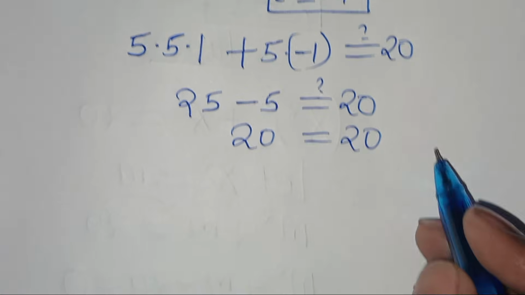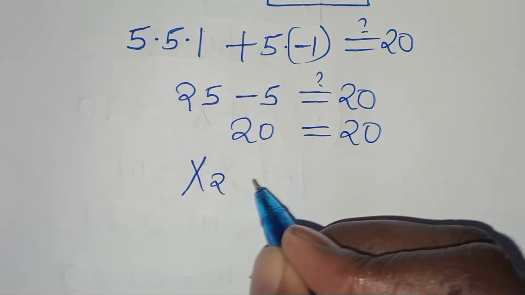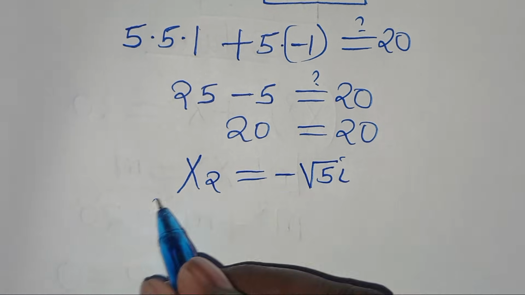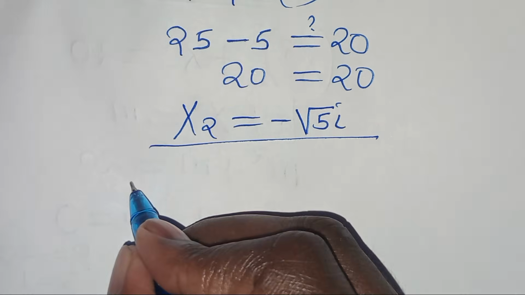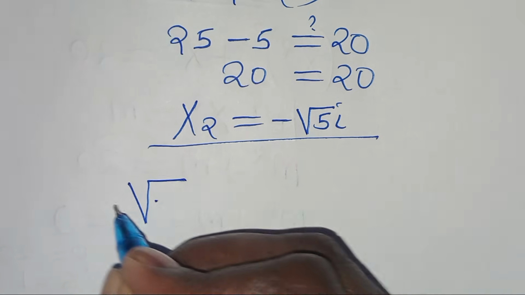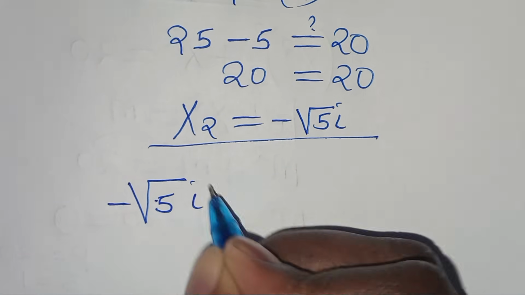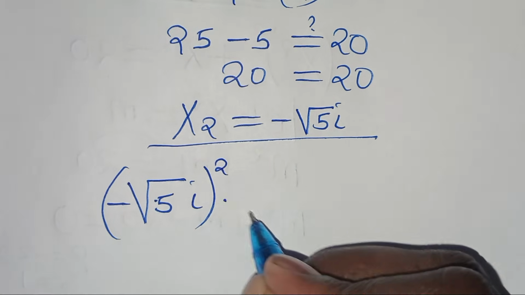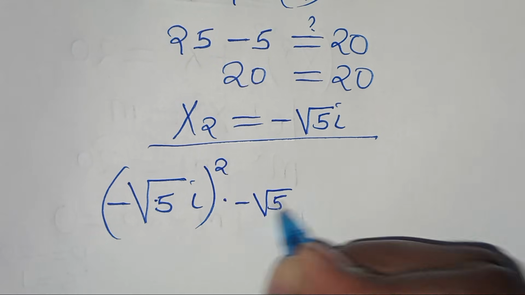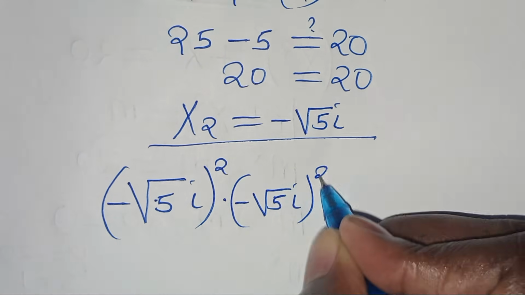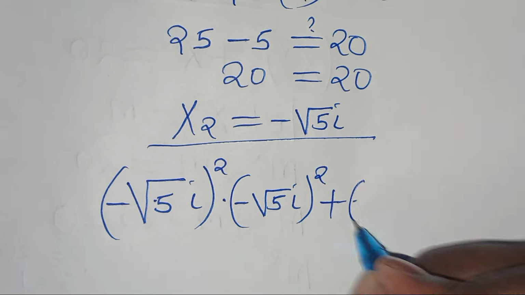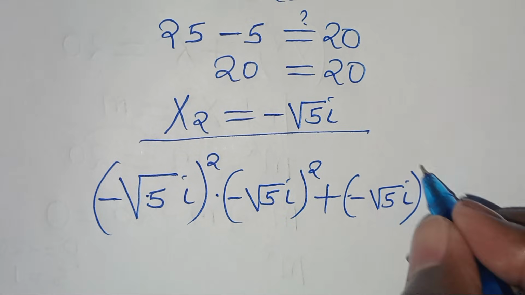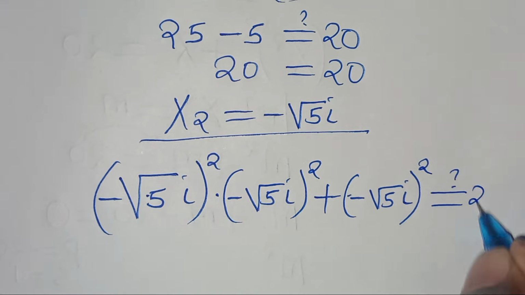So this means that x1 satisfies the equation. x2 is minus square root of 5i. Let's check this. So we have minus square root of 5i raised to the power of 4, which is to the power of 2, times minus square root of 5i raised to the power of 2, then plus minus square root of 5i raised to the power of 2. This should give us a value of 20.